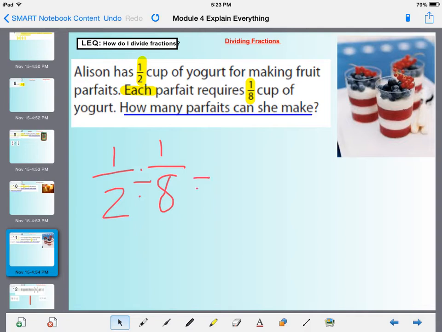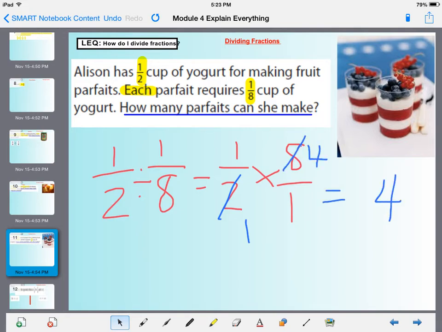Then I'm going to go ahead and follow through with keeping that first fraction the same, changing that division sign to multiplication, the 1/8, do the reciprocal of that, so that's 8 over 1. We can simplify. 2 goes into itself one time, goes into 8 4 times, so we can make 4 parfaits with half a cup when each one requires 1/8 cup of yogurt.